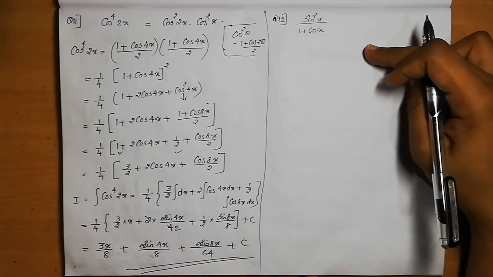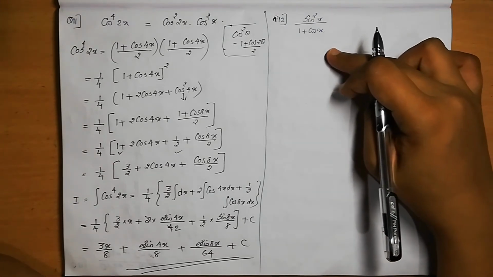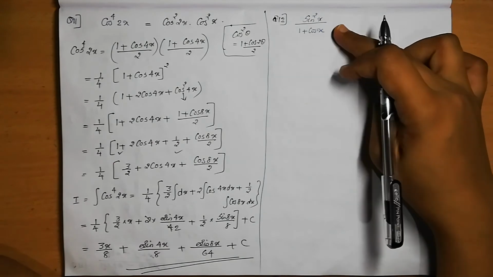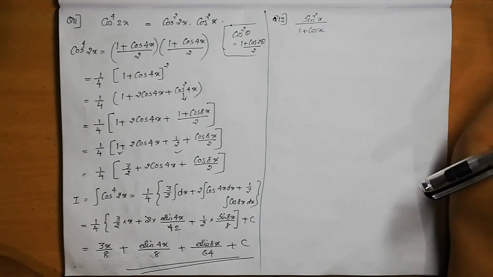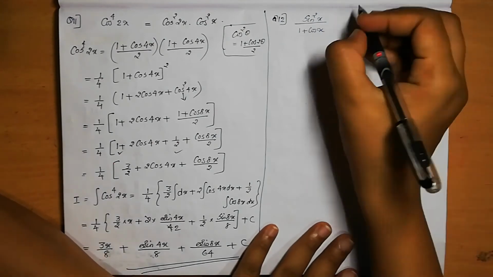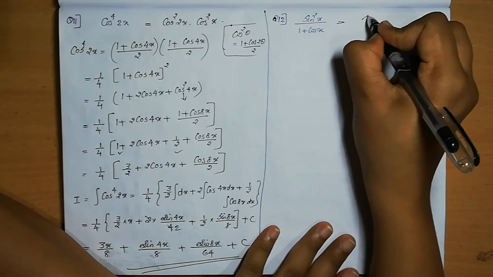Question number 12. Sine square x by 1 plus cos x. So 1 plus cos x we can write as 2 cos square x by 2. So this sine square is also we need to write in terms of this cos square. Then only we can do the simplification, right? So this sine square x means how we can write sine x the whole square, I can write, correct?